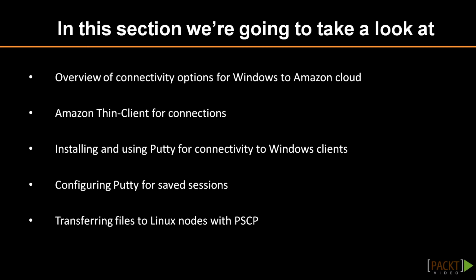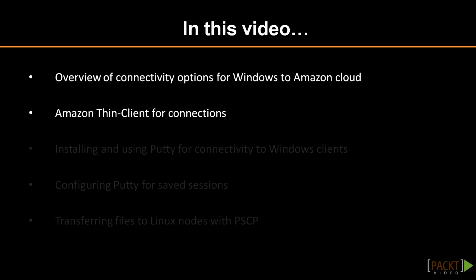In this section, we will talk about the Amazon Thin Client for connections, followed by setting up the PuTTY tool. We will use PuTTY to set up saved configurations for Amazon instances so that we can connect automatically. Then we will finally look at transferring files over to our Amazon instance. So specifically in this video, we will give you an overview of the different options you have for connecting to your instances in the Amazon cloud.